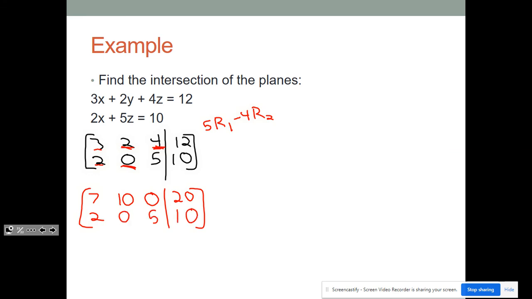Now if we look at this, if I try to get any other zeros, if I try to get a 0 in either of those spots, you're going to lose your other 0. Okay? Meaning we're basically done here. All right? And then we need to write out our solution.